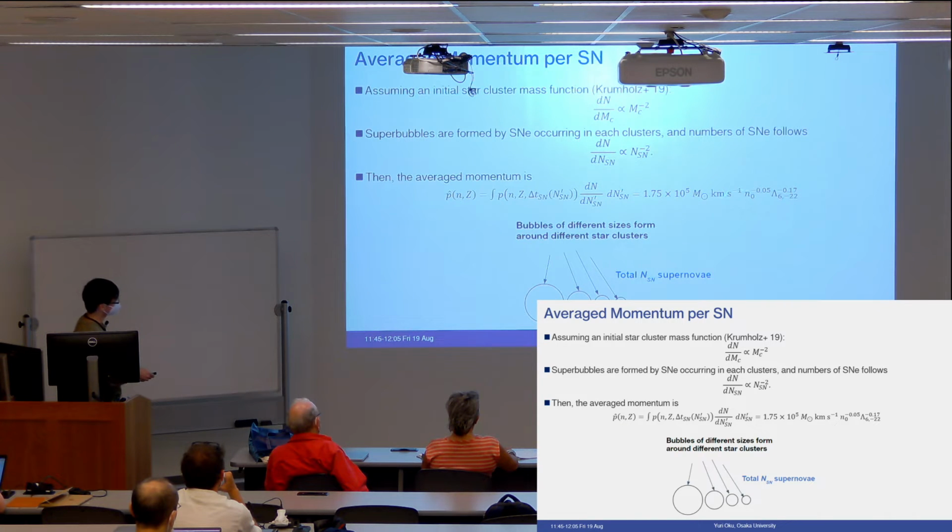And interestingly, the dependence on density is very small, and this lambda term shows the dependence on metallicity. There is a factor 3 enhancement of momentum in zero metallicity environment compared to solar metallicity, because in zero metallicity environment the cooling time is longer, so more momentum is acquired in the adiabatic phase.